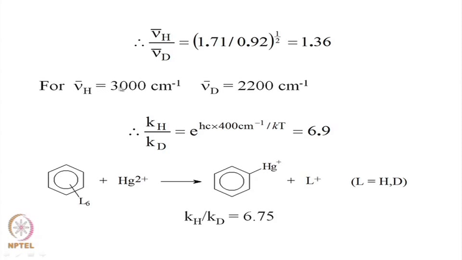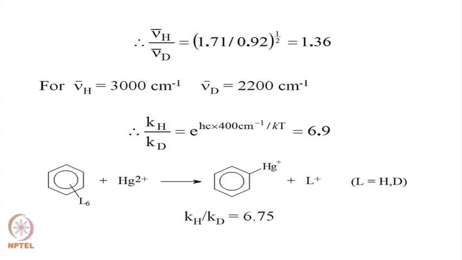for hydrogen, nu bar is 3000 centimeter inverse, and for deuterium it is 2200 centimeter inverse. It is a huge difference, 1.36 times. Okay, it's a huge difference. 1.36 into nu D will give you 3000. So you see that just one unit of increase of mass from hydrogen to deuterium has shifted the wave number corresponding to that particular vibration, that is CH or CD vibration, enormously, that is about 800 centimeter inverse.